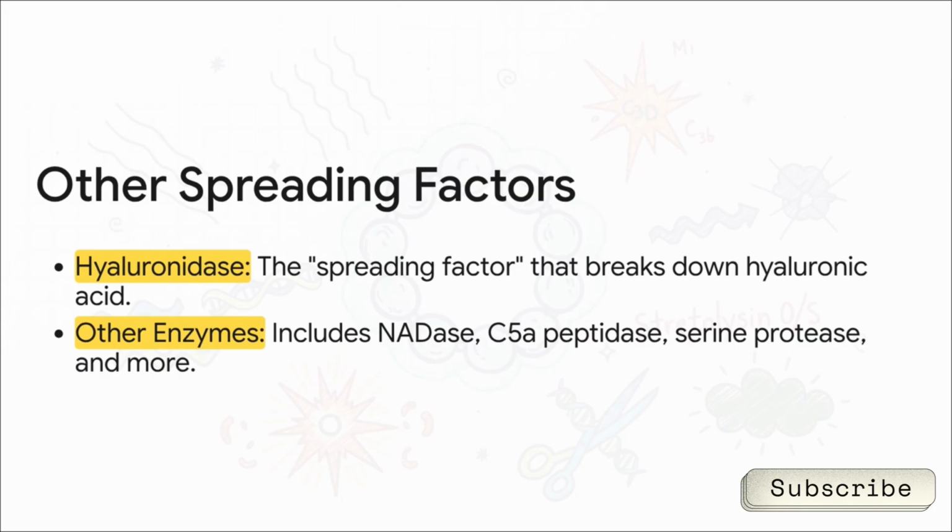And just to round out the picture, there are a few other enzymes working in the background. You've got hyaluronidase, which is the classic spreading factor because it dissolves the glue that holds our connective tissue together, and C5a peptidase, which cleverly messes with our complement system to slow down our immune response, and a few others, all working together to help the bacteria get a foothold.